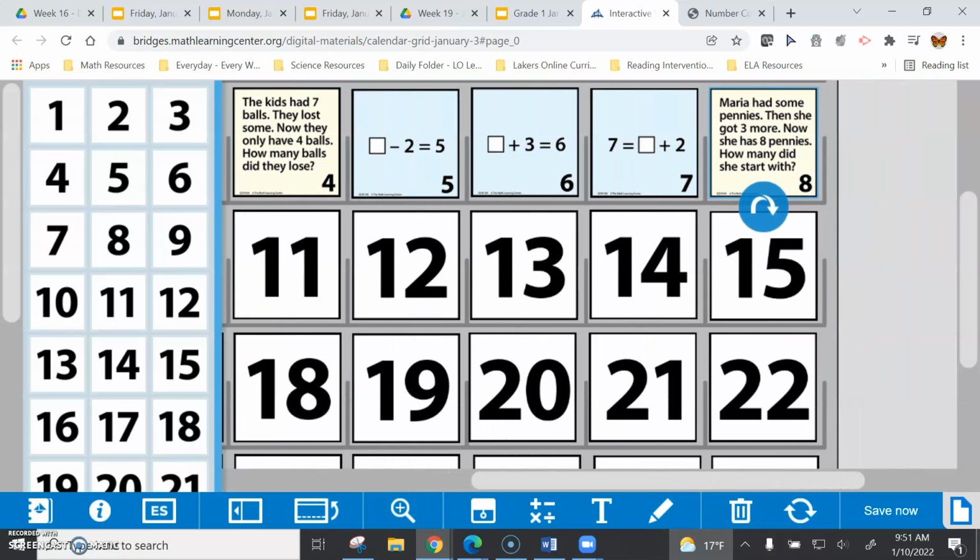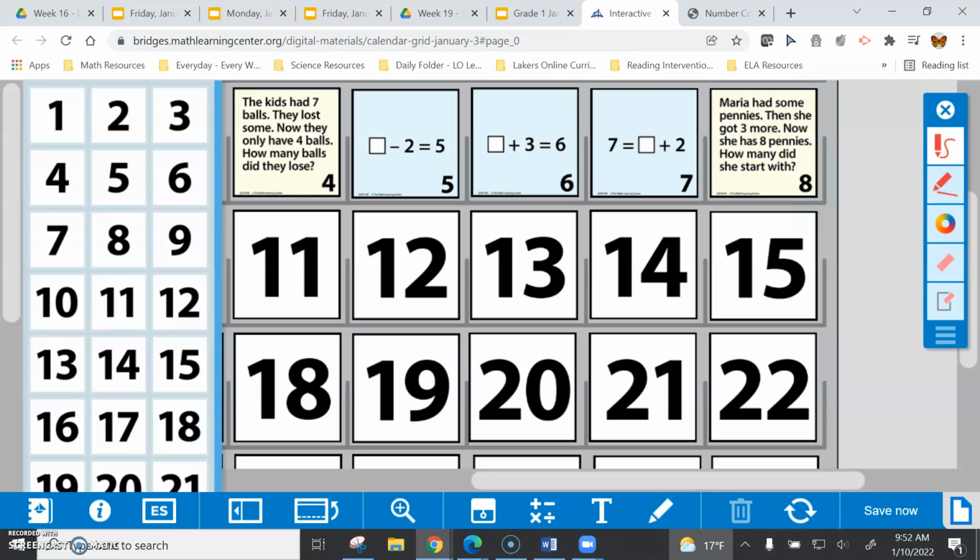Maria had some pennies. Then she got 3 more. Now she has 8 pennies. How many did she start with? So something, we don't know how many, plus 3 equals 8. Something plus 3 equals 8. I'm going to actually just put that right here for you. Something plus 3 equals 8.